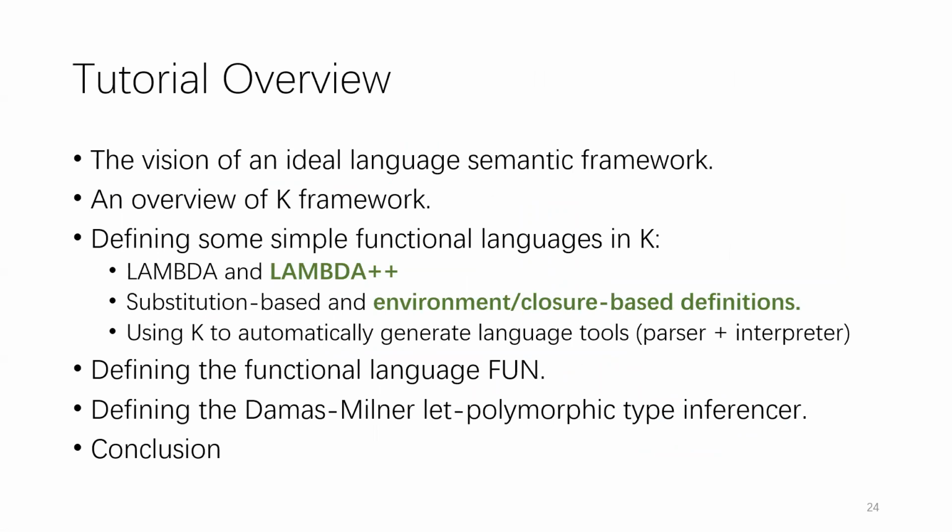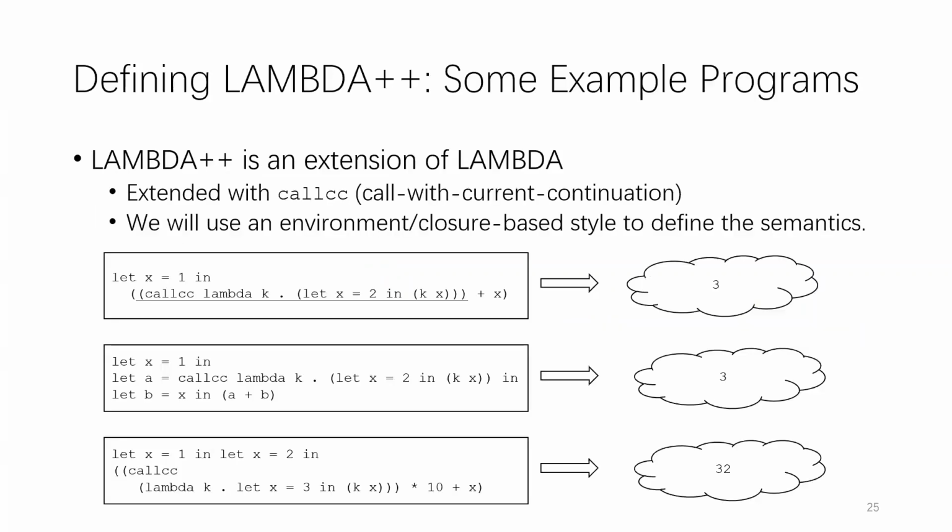Now, let us extend lambda to lambda++ with one more language feature, callcc, which is call with current continuation. This time we'll shift to an environment-based definition, just to show you that K supports both the substitution style and the environment or closure styles easily. After lambda++, we can have a short break, where I can take some more questions. So let's follow the K workflow again, and first write down some programs for lambda++.